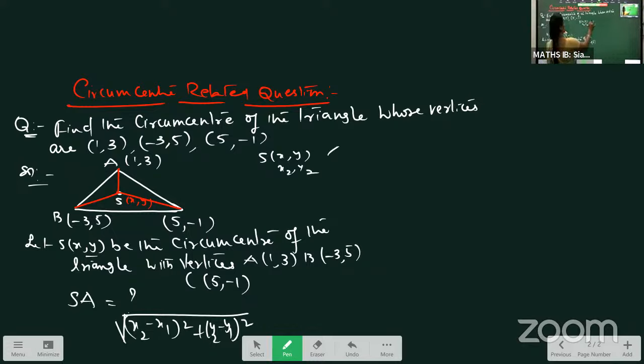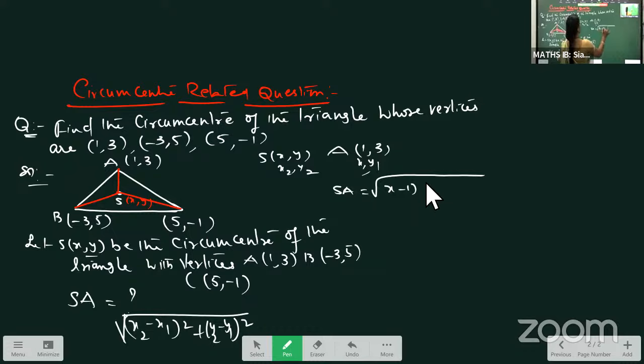and A is nothing but (1, 3). Name this one as (x1, y1). For the sake of convenience, we are writing S as (x2, y2), even though we are writing it first. So now SA is equal to under root of (x2 minus x1) whole square plus (y2 minus y1) whole square, so (x minus 1) whole square plus (y minus 3) whole square. To remove the root, we have to square on both sides.